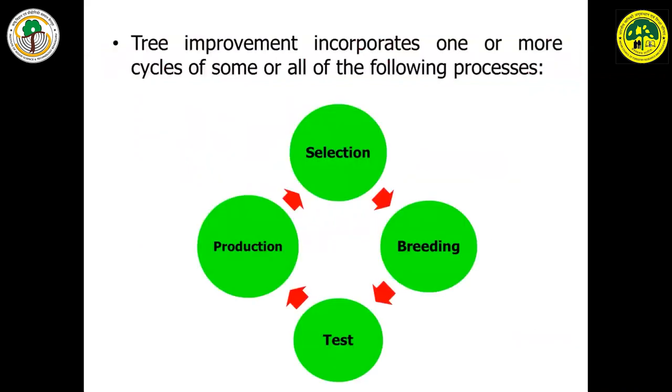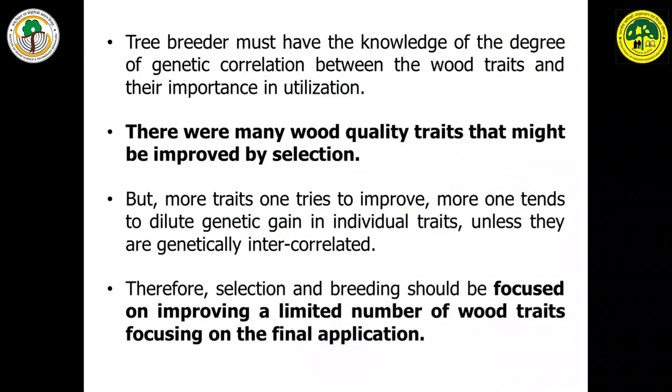So this is the kind of cycle which generally the tree improvement specialists follow. First is selection, then breeding, testing, and production. And again, the cycle can be followed for the improvement. So we should have the knowledge of the degree of the genetic correlation between the wood traits and their importance in utilization. There are many wood traits that might be improved by selection, but the more traits one tries to improve, the more one tends to dilute the genetic gain in particular individual traits, unless they are genetically intercorrelated. Therefore, our selection and breeding should be focused on improving a limited number of wood traits, keeping in view the final application for which we want to do the improvement.